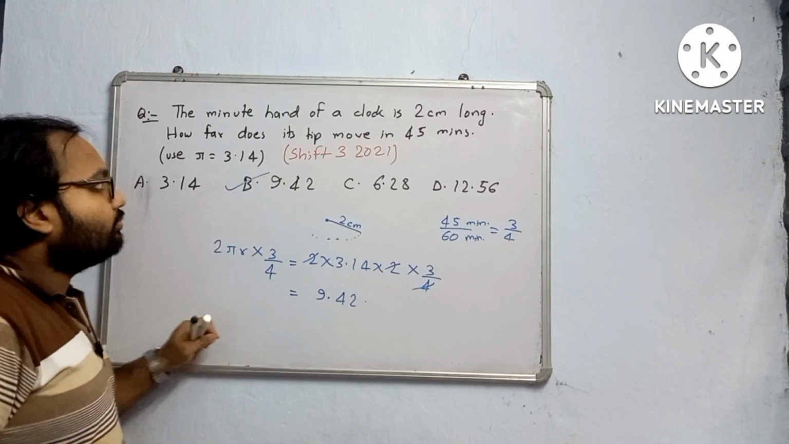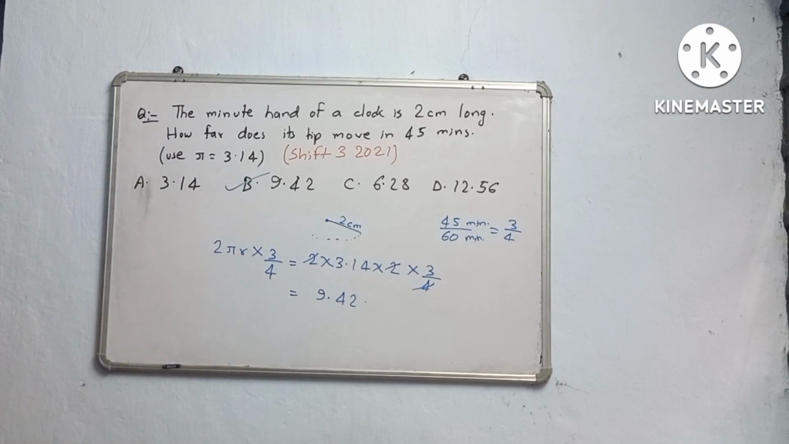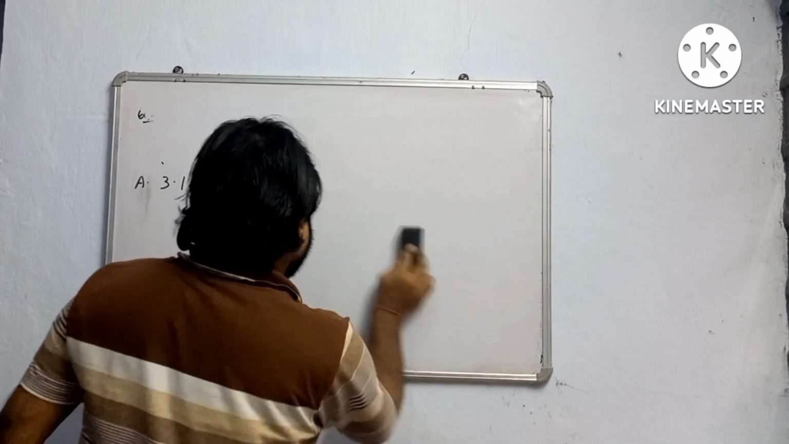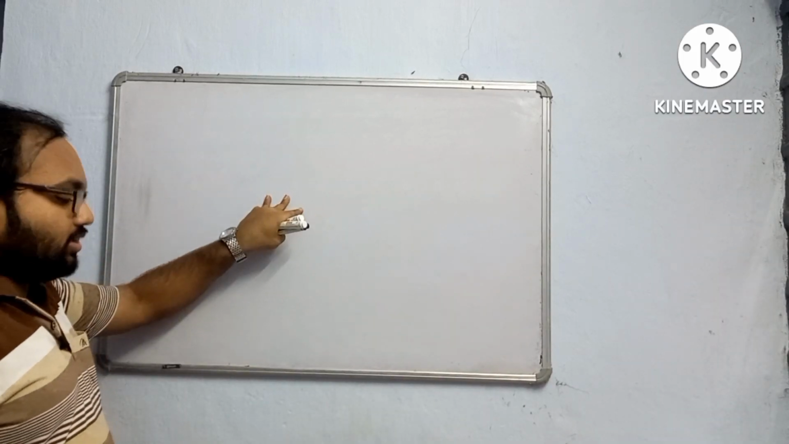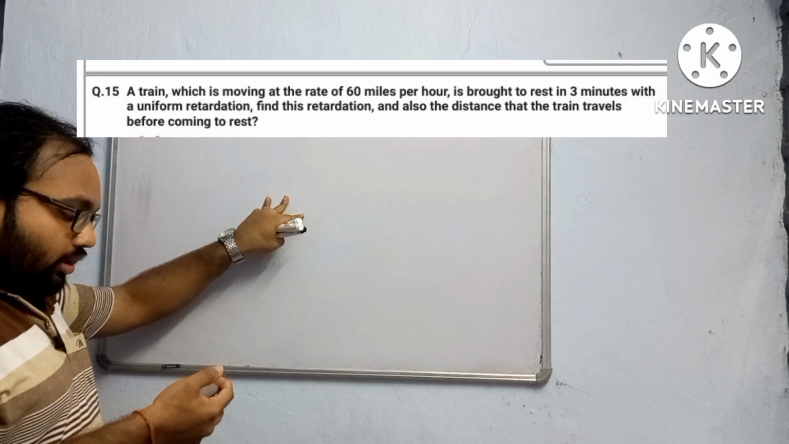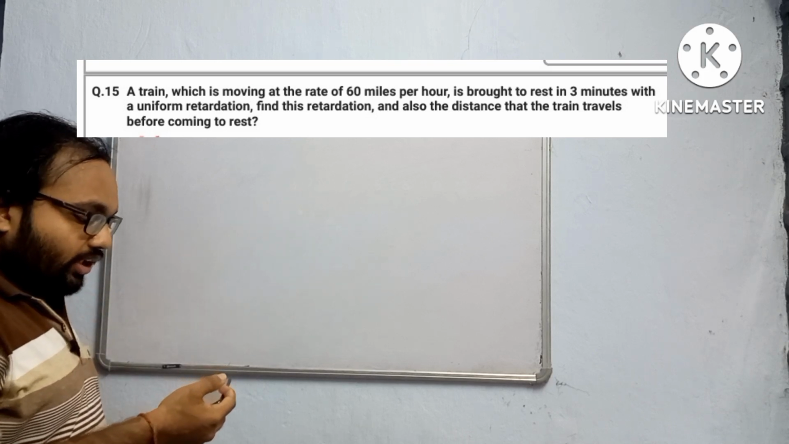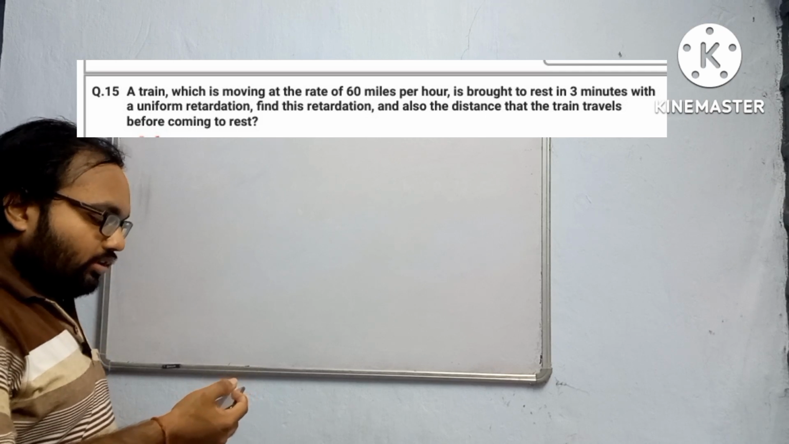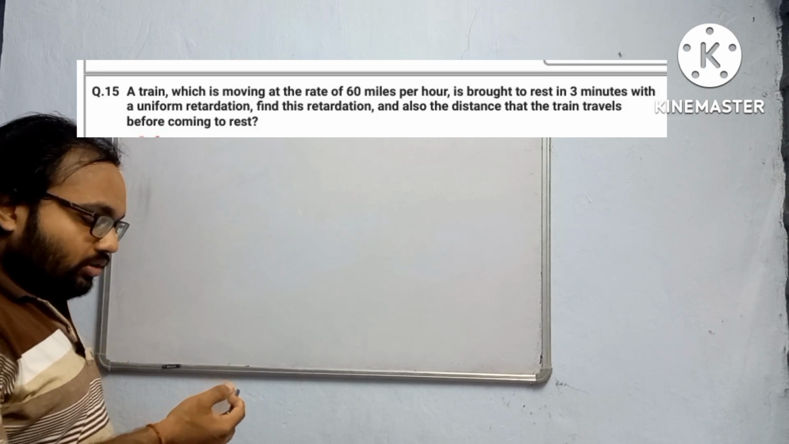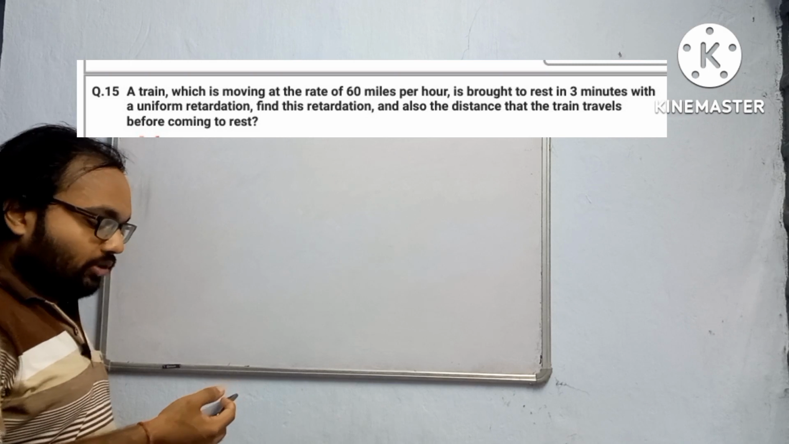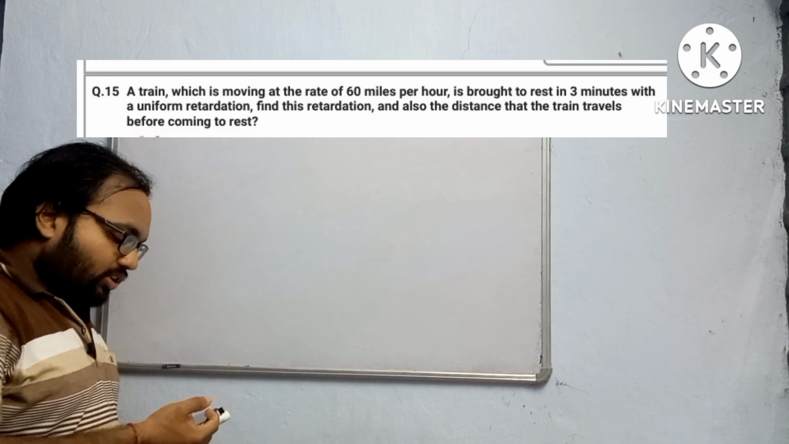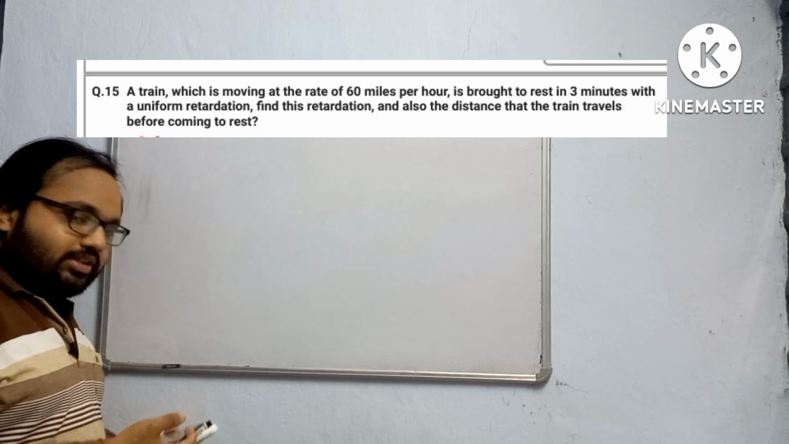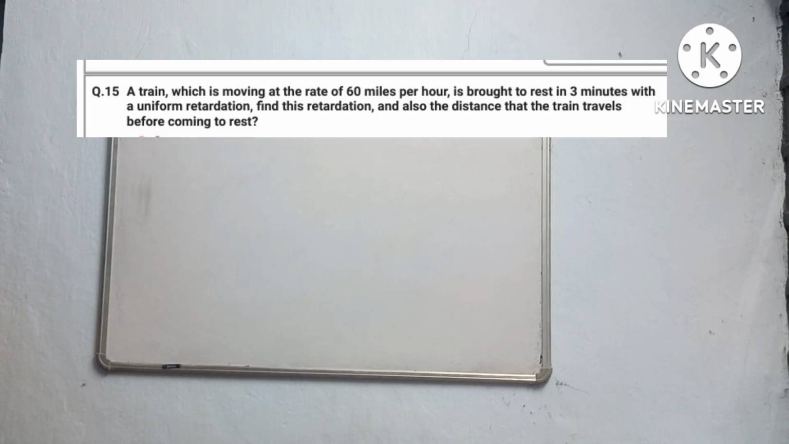Next question. In the next question you can see the question says, a train which is moving at the rate of 60 miles per hour is brought to rest in 3 minutes with a uniform retardation. Find its retardation and also the distance that the train travels before coming to rest. So the information given here is initial velocity 60 miles per hour and time taken is 3 minutes. These two data are given.